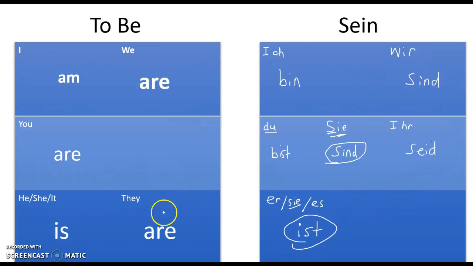And last but not least, if we are going to do they, you just use sie again, and it is also sind. But the conjugation is the same for both of these. So how do you tell the difference? Well, in spoken German, you would probably be able to determine through context, but in written, this s is lowercase, while this is always capital. And that is the conjugation for the verb sein in German.